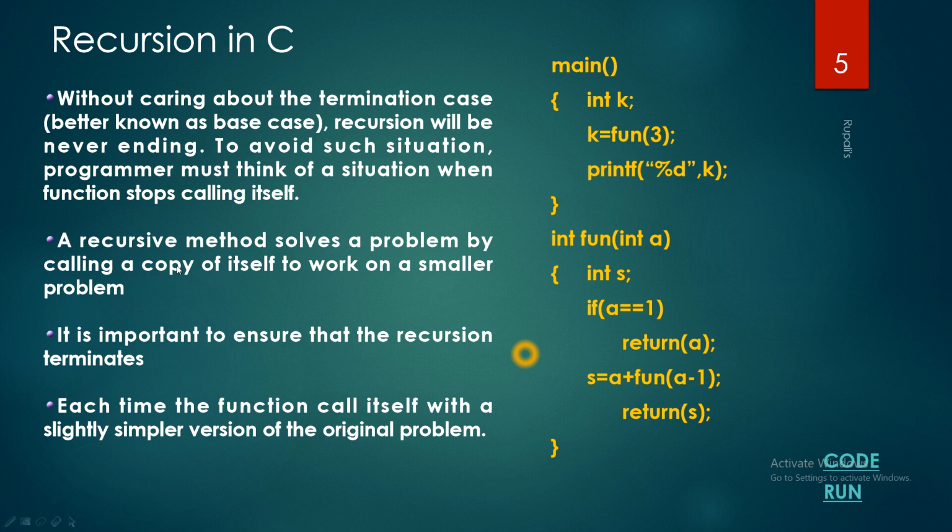A recursive method solves a problem by calling a copy of itself to work on a smaller problem. It is important to ensure that the recursion terminates. Obviously, it is very important to ensure that your recursion program terminates. Each time, the function calls itself with a slightly simpler version of the original problem.